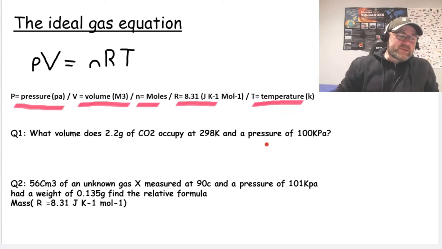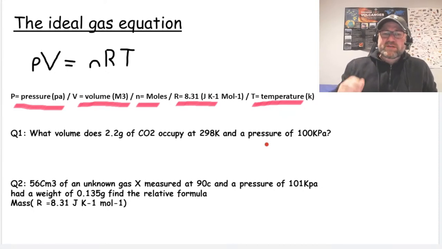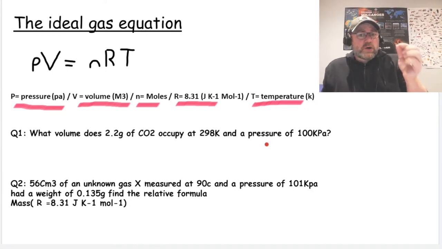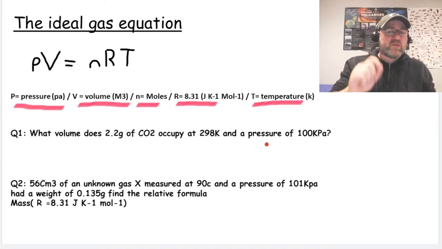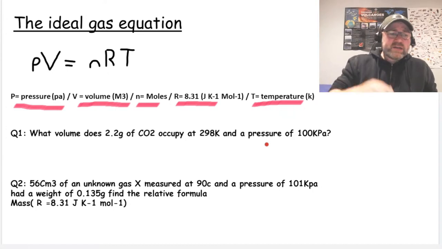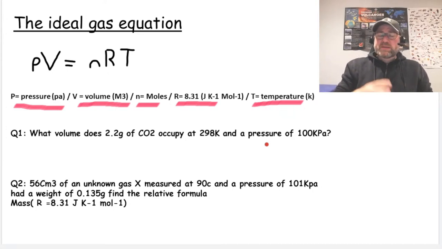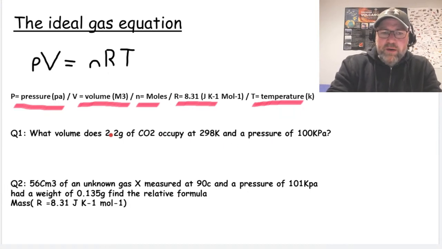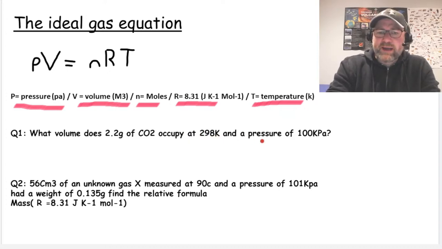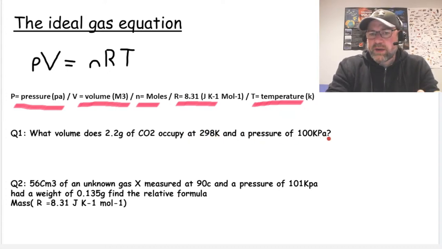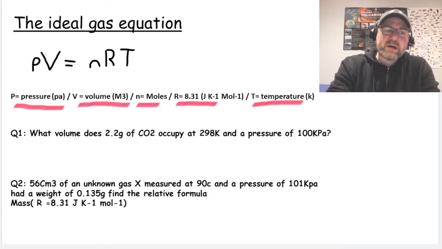Let's look at this first one and work through. What volume does 2.2 grams of carbon dioxide occupy at 298K in a pressure of 100 kPa? This would be minimum three marks in A level. We've got 2.2 grams of carbon dioxide. What does it occupy at 298K and a pressure of 100 kPa? So we're being asked for volume.